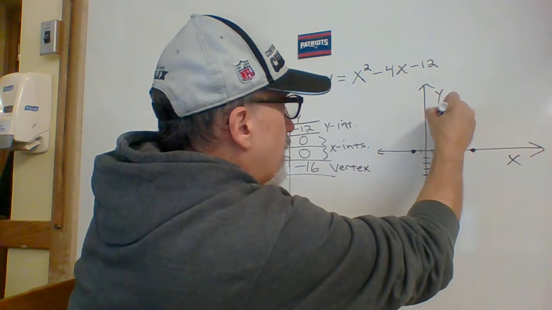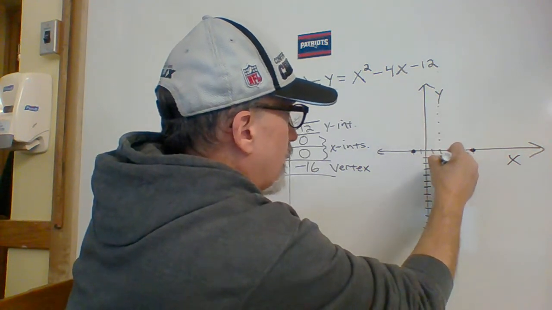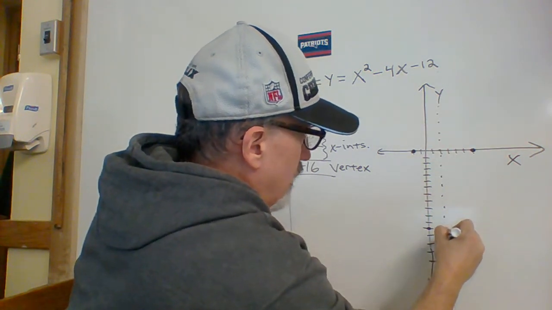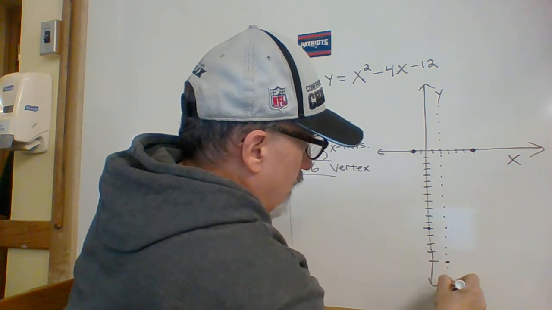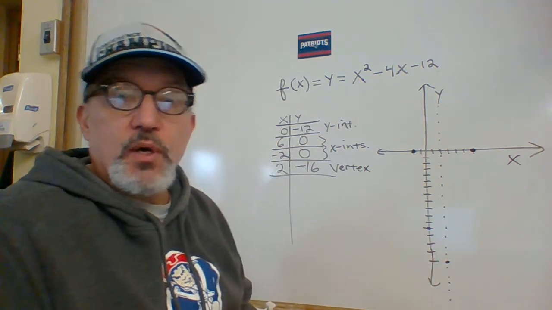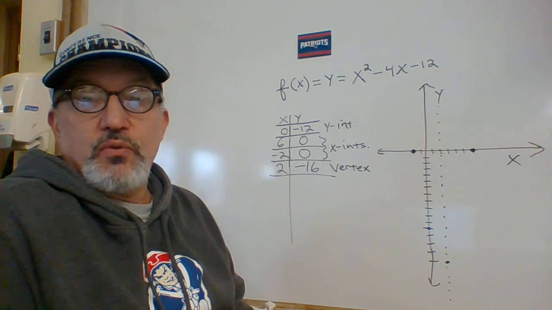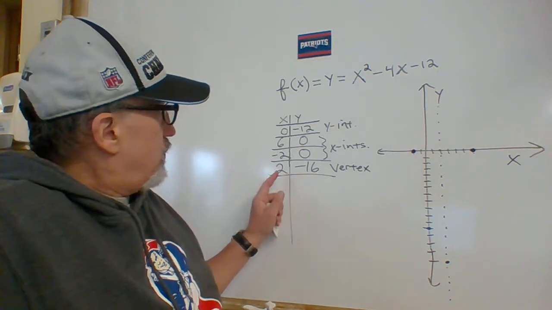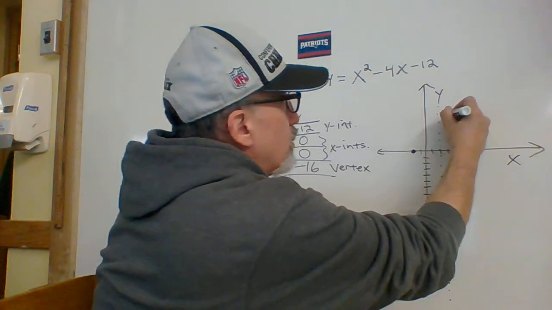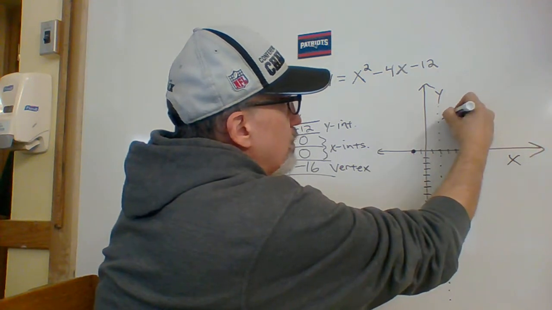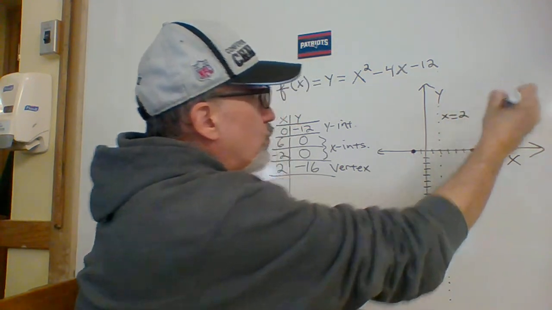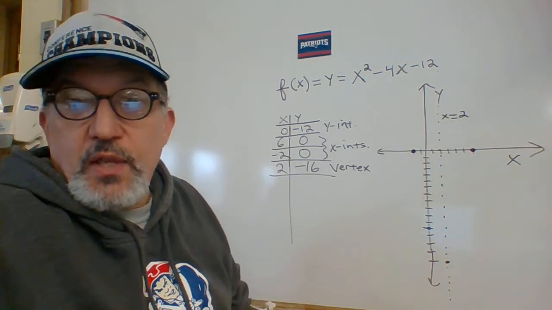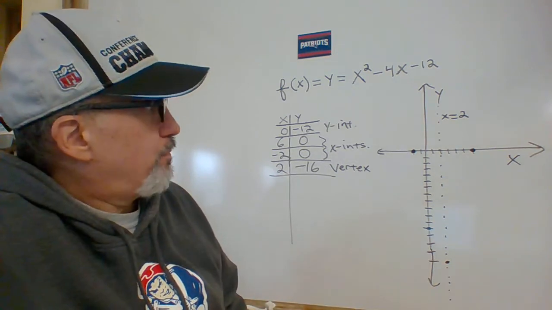And I'll put in that line of symmetry like I did before. The line of symmetry is not part of the graph, but it's a vertical line that goes through the vertex. Since the vertex is at (2, -16), the equation of this dashed line, this line of symmetry, is x equals 2. Recall that vertical lines have the form x equals a number.